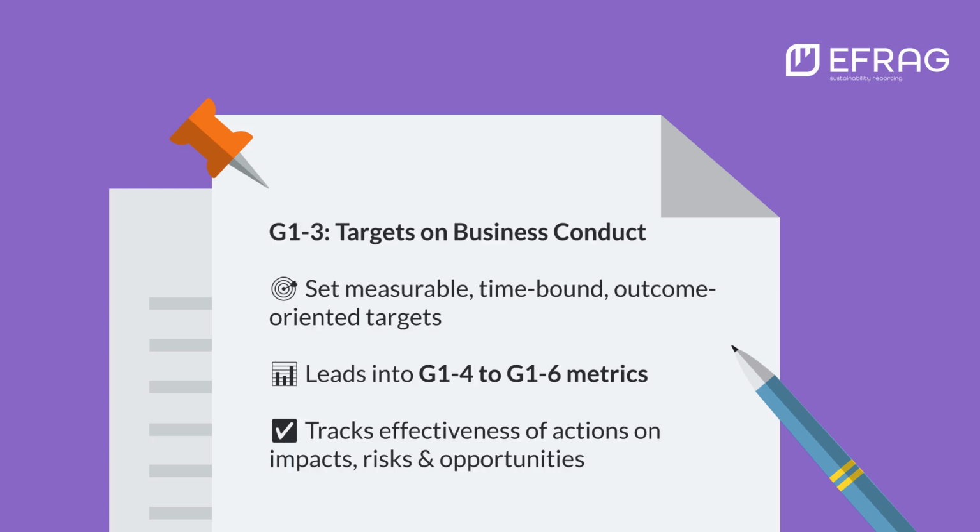G1.3, targets related to business conduct. This new requirement introduces the third element of the PAT model, setting measurable, time-bound, outcome-oriented qualitative or quantitative targets related to business conduct or a subtopic. From this point, the standard turns to metrics addressed in G1.4 to G1.6. These disclosures provide mainly quantitative data points to understand how the company evaluates its performance and tracks the effectiveness of its actions to manage its material impacts, risks, and opportunities related to business conduct or a subtopic.